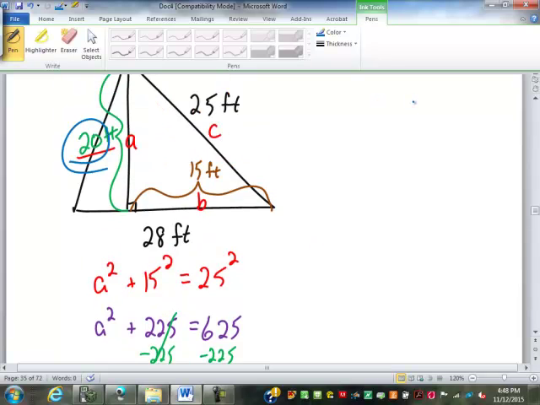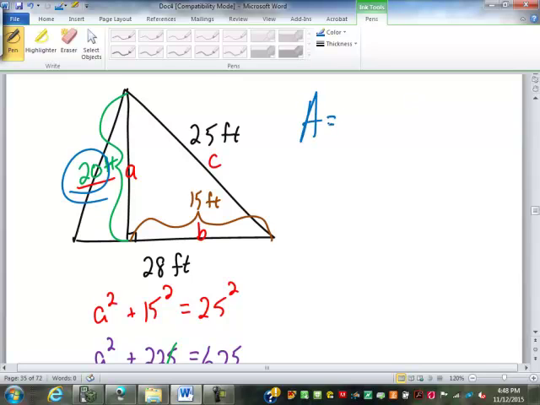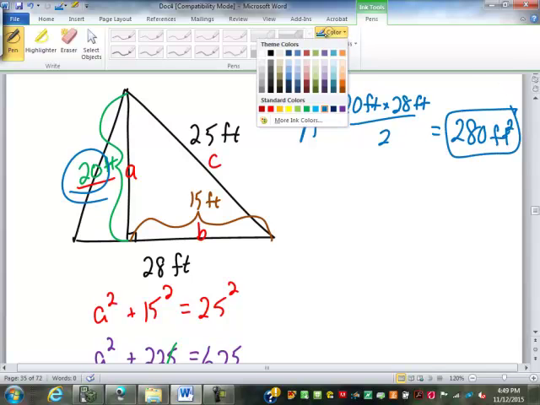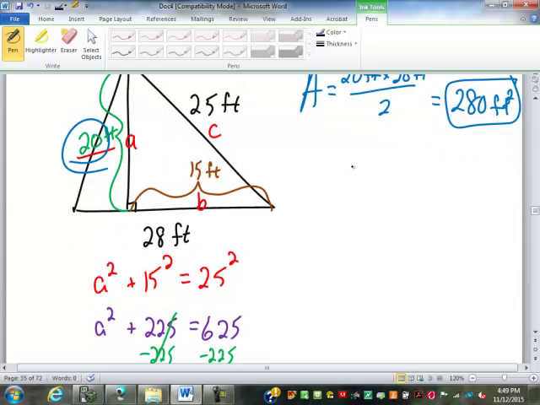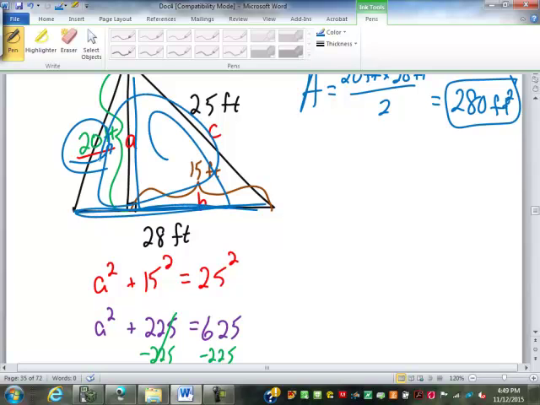So now, to do the area, what do we multiply? 20 feet by 28 feet, divided by 2, which gives us 280 square feet. Any questions? Do you want to do another one like that? Okay. You have to take the one that is the full side. The 15, the 20 by 15 would only give you this piece, but we want the whole thing.